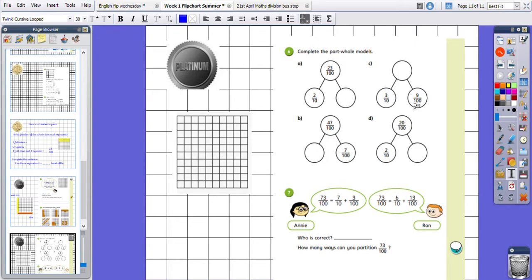And the same in the other questions, we have split our number into tenths and hundredths, so you need to think about your place value of each number in the whole number at the top. Finally, question 7, who is correct, Annie or Ron? You need to think about the different ways you could partition 73 hundredths. If you used a part-whole model to split 73 hundredths, could Annie be right? Could Ron be right? Could they both be right? You need to explain your answer.